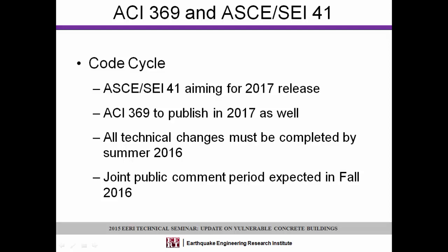What you should be expecting is that, at least for this first cycle, we are going to go to joint public comment, ASCE 41 and ACI 369. They will finish their balloting and their provisions, we will finish ours, and we'll go to joint public comment at the same time. We'll take the comments together and incorporate them. So this is where it's going. This kind of relationship seems to be working well. I'll let you know in 2017.